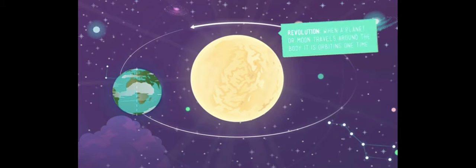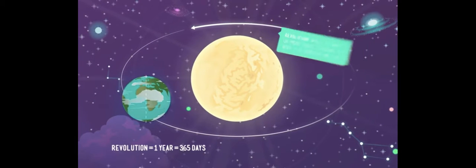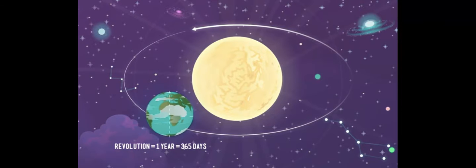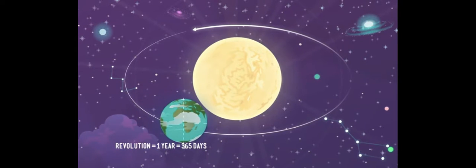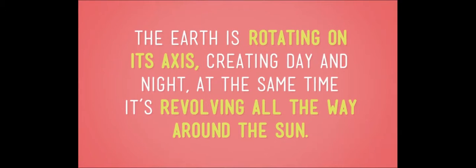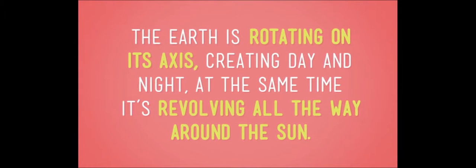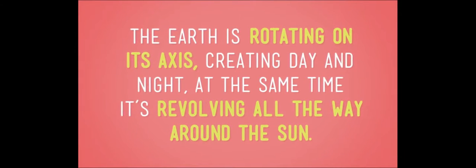This movement is called its revolution. One full orbit all the way around the Sun is one revolution, and the Earth takes 365 days, or 1 year, to complete a revolution. So have you got all of this so far? The Earth is rotating on its axis, creating day and night, and at the same time, it's revolving all the way around the Sun. Now here's the thing.